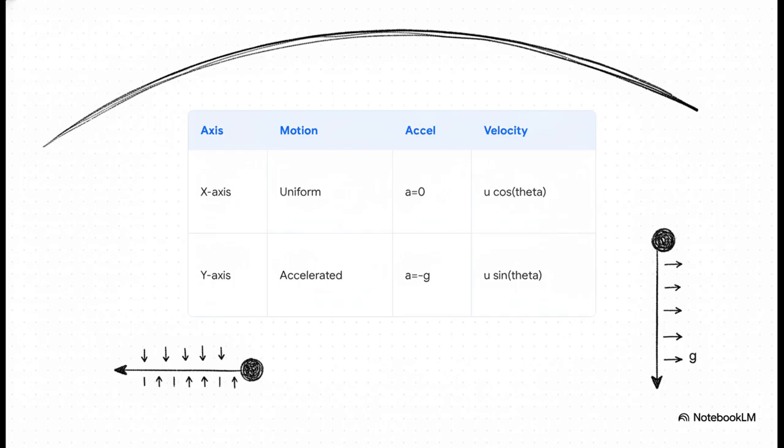Think about it. In the horizontal x-axis, there is absolutely zero acceleration. Because of this, the horizontal velocity, which is u cos theta, stays perfectly constant throughout the entire flight. But on the y-axis, we've got an initial velocity of u sin theta fighting against the constant downward drag of gravity, which we call minus g. By splitting the motion up exactly like this, any giant 2D problem literally just becomes two simple independent 1D problems.